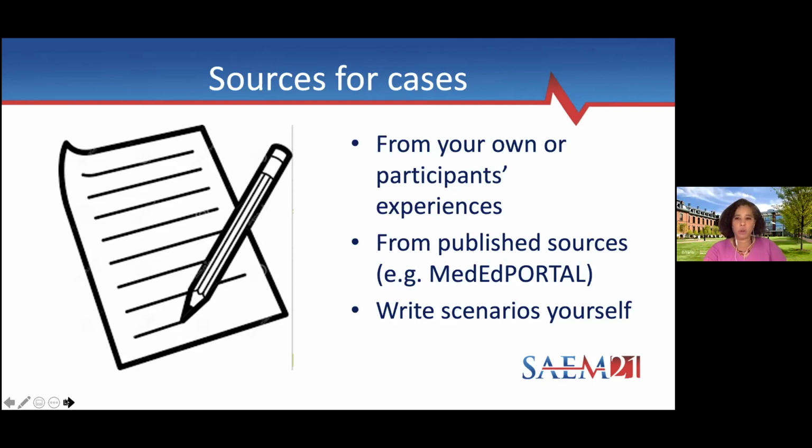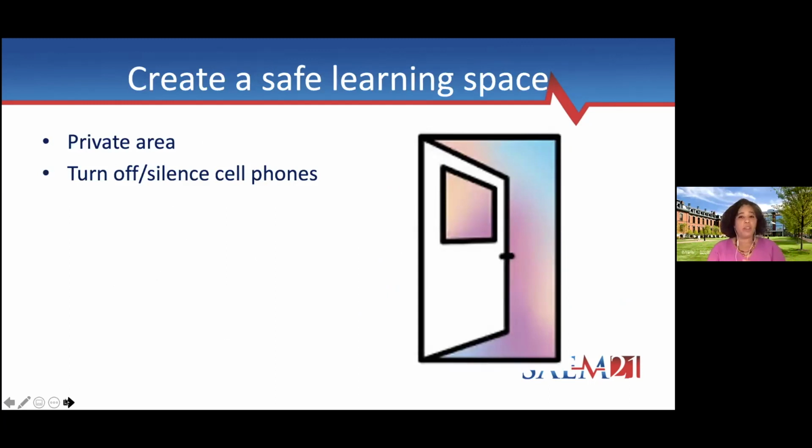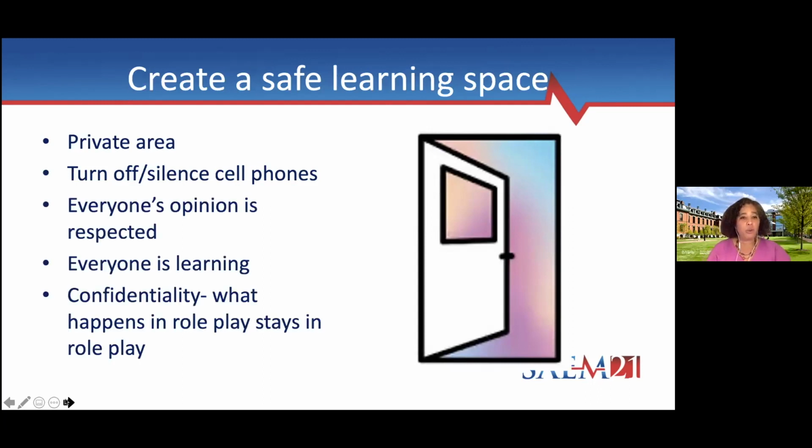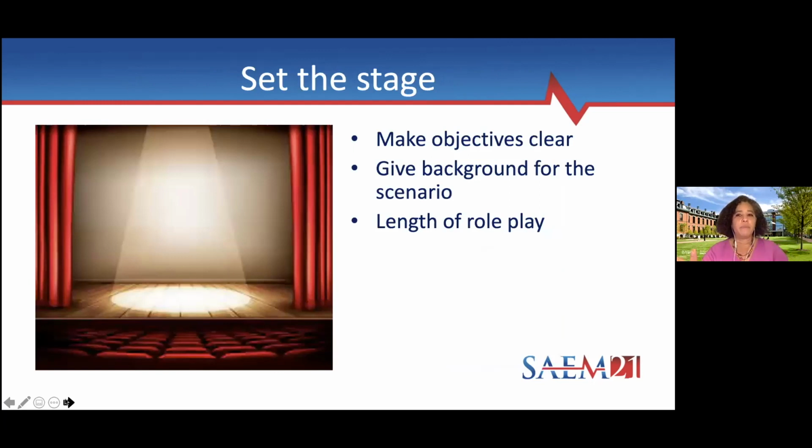So once you've done all this and you get to the actual role play, the first thing you want to try to do is create a safe learning space. So do this in a private area, turn off all your electronics, and then remind your group that everyone's opinion is respected. Everyone is learning, so they might make mistakes. And also, whatever happens in role play stays in role play. Some people like to start off with an icebreaker of some sort at this point. You can decide whether you want to do that or not, depending on how well the people in the group know each other. Then after that, set the stage.